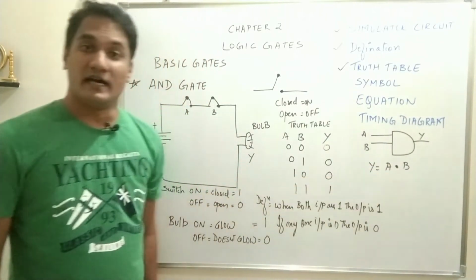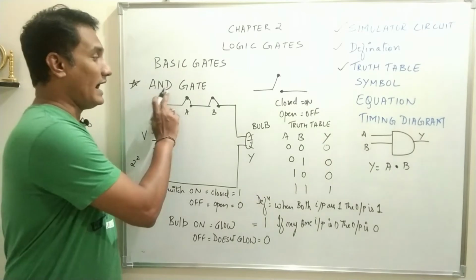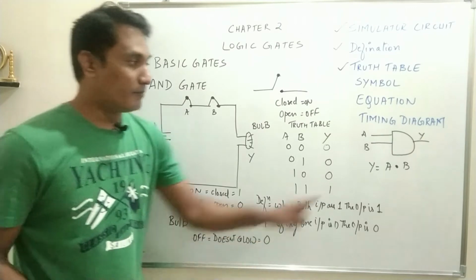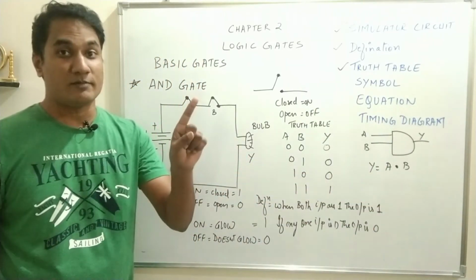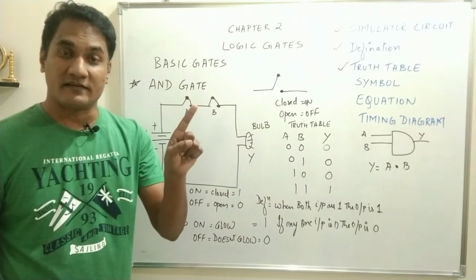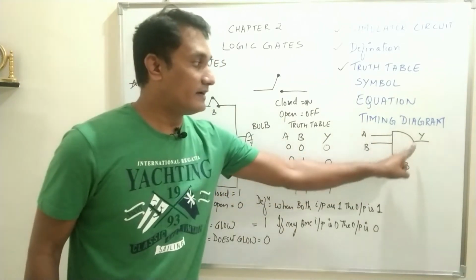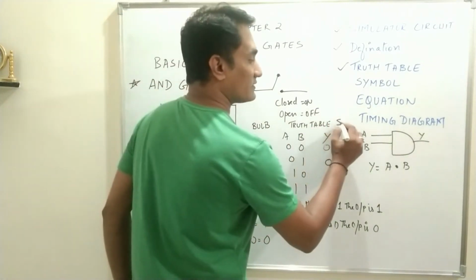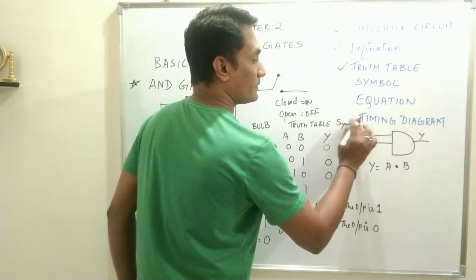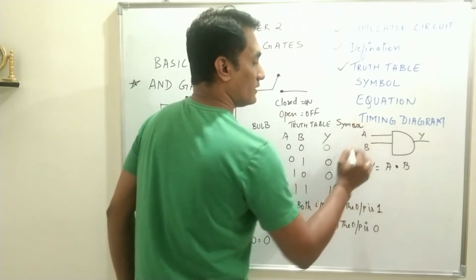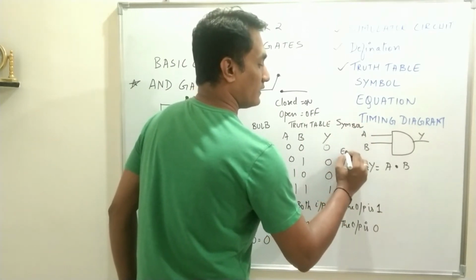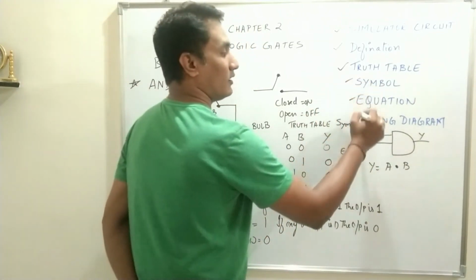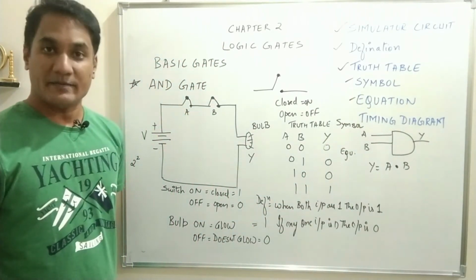The dot sign here indicates AND gate. Of course, AND gate is similar to multiplication, but the dot sign here does not indicate multiplication, it indicates AND gate. That means A and B are connected by an AND gate. So it is very important that you understand. So this is your symbol, and this is your equation.